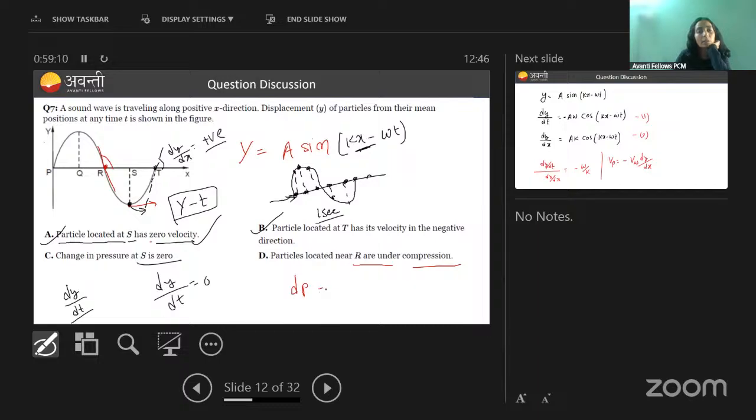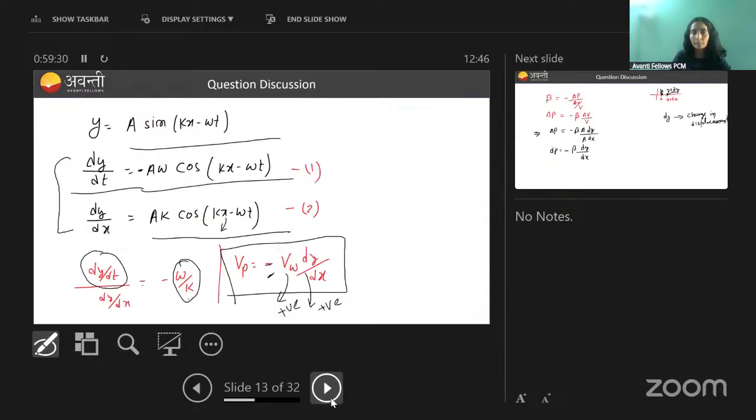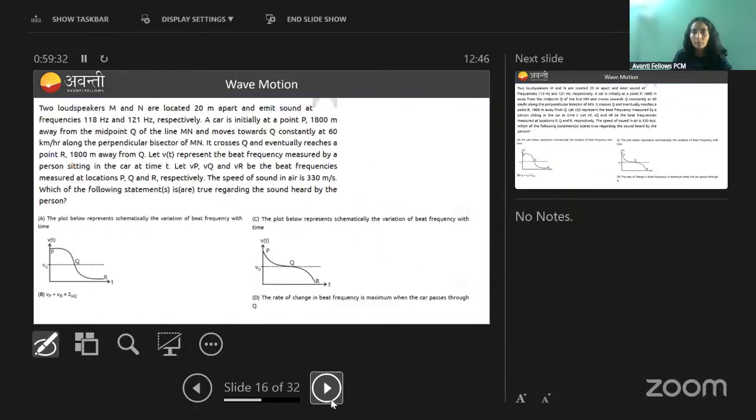Change in pressure is how much? Change in pressure is negative of beta dy by dx. dy by dx is negative. So change in pressure is positive. And pressure change is positive means final pressure is increasing. Pressure increases in compression. Done it? So D is also correct. So these are the relations. Now let's do this.